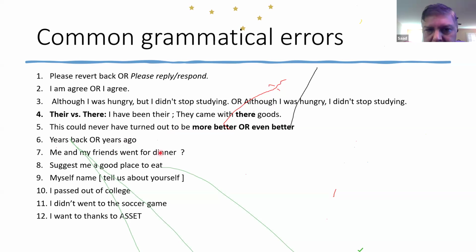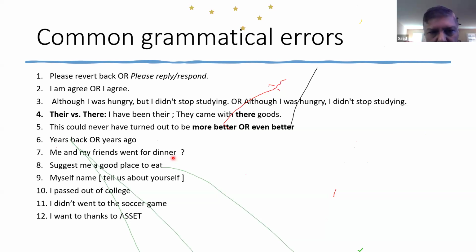Okay. How about this one? Is this correct? If so, then you say this is correct. If not, then you have to tell me what is correct. So it is not correct. This is incorrect. It should be like I and my friends went for dinner. Beautiful. This is exactly what the answer should be.